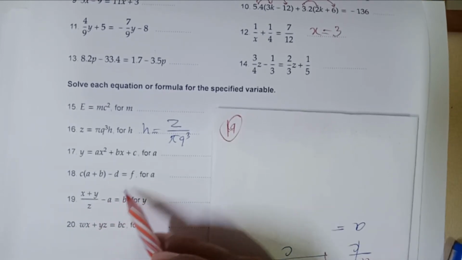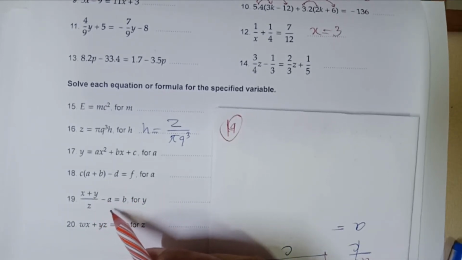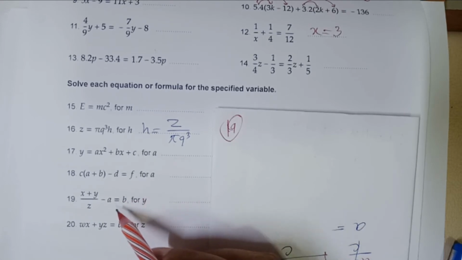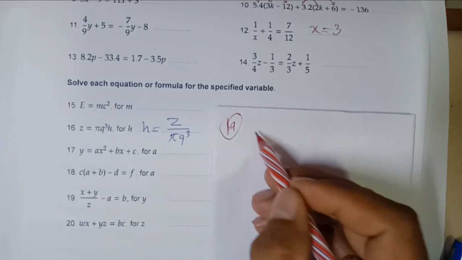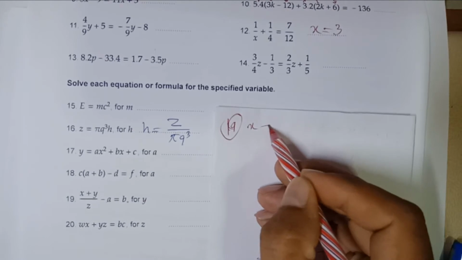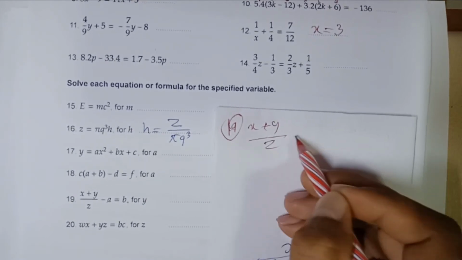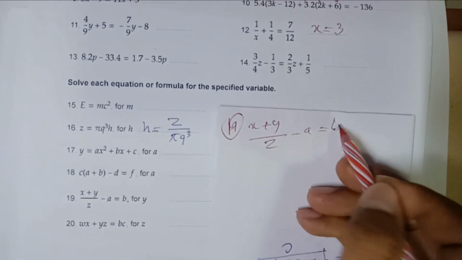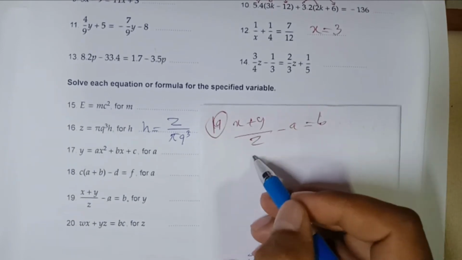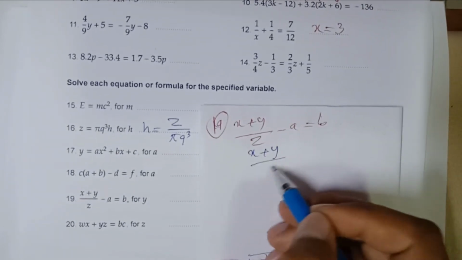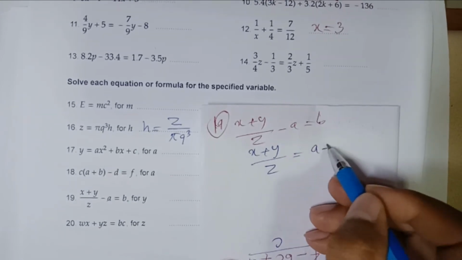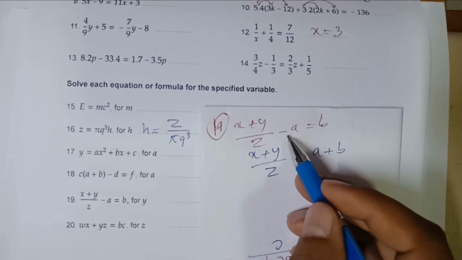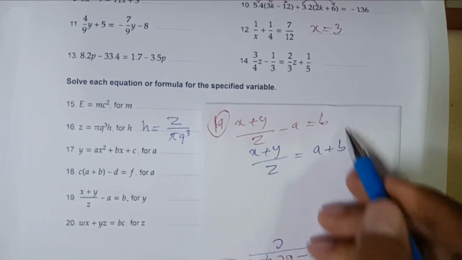So I'm going to simplify this now. Wait. I'm going to transpose this number to this side first. So let me do this one step by step. X plus Y over Z minus A equal to B. You do the transposing A, you have X plus Y over Z equal to A plus B, or B plus A. So this is minus, when you transpose become plus.